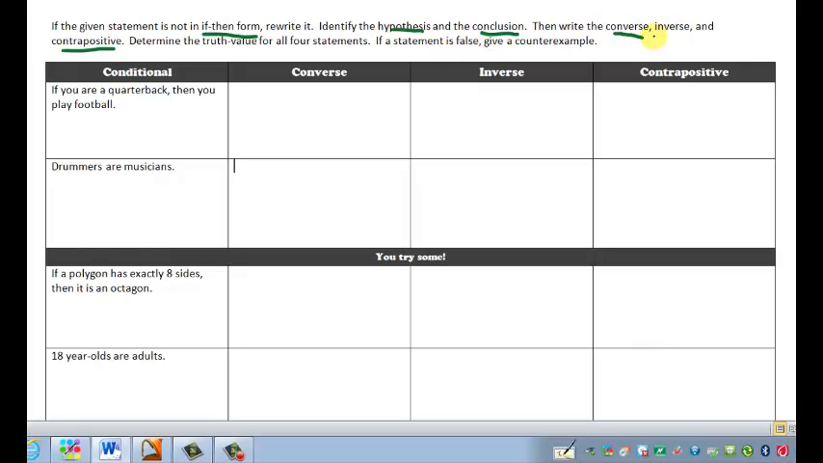Get that back. And we're going to determine the truth value. Is that true or false? Each statement that we make. Finally, if it's false, we're going to give a counterexample. All right, first one, our conditional statement.